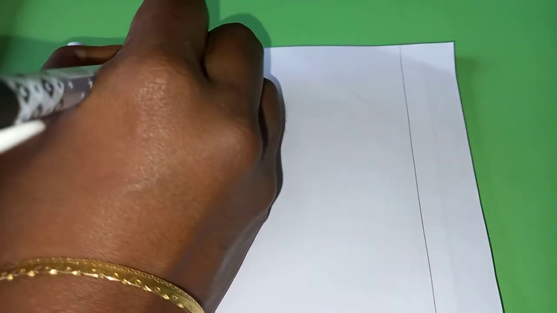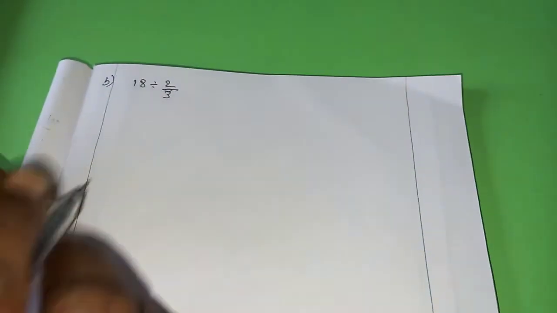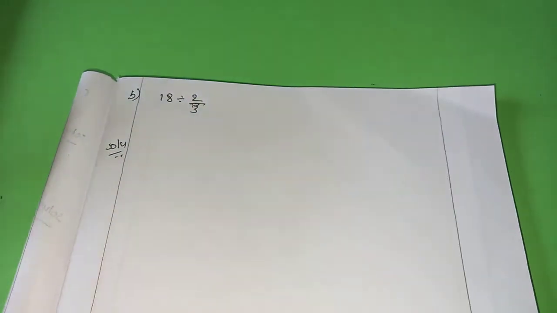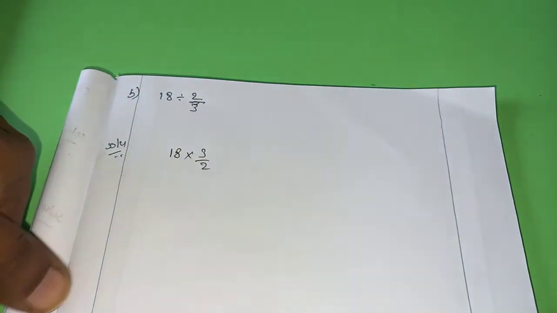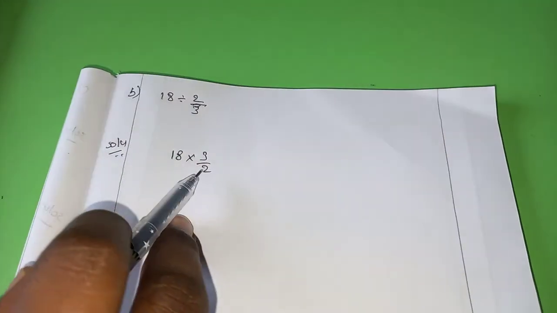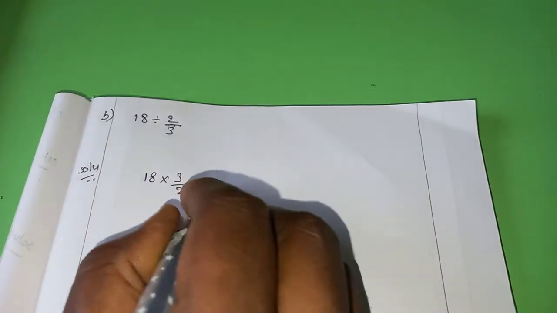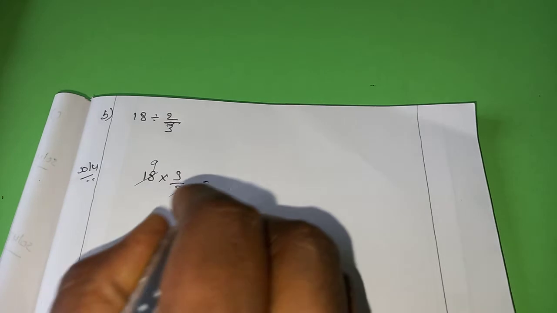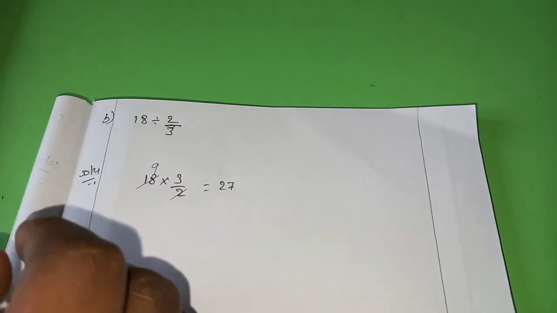B. 18 divided by 2 by 3 means 18 into 3 by 2. 2 by 3 you have to turn into 3 by 2. So 2 nines are 18, 3 nines are 27. That is the answer.